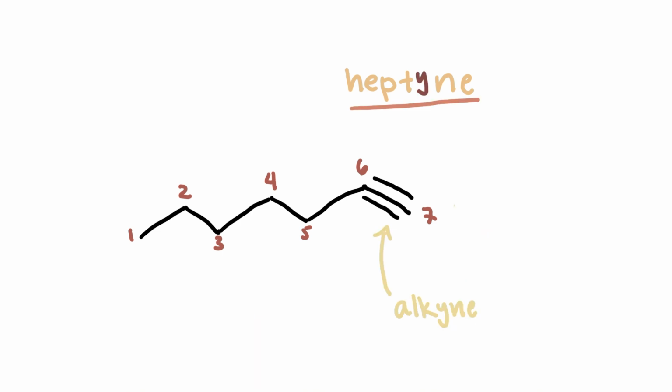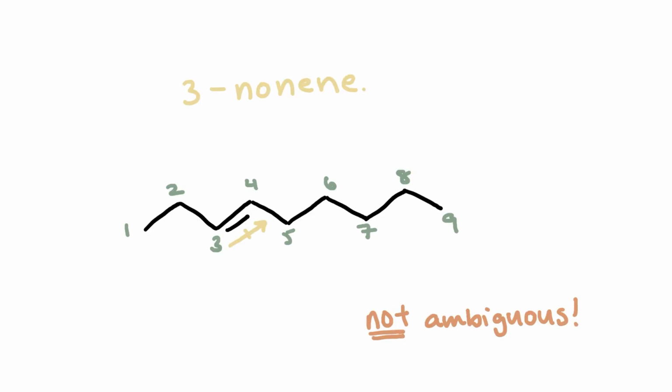And if there were a triple bond instead of a double bond, it'd be heptyne. But if the double or triple bond is not terminal, then the position is ambiguous without a number. So therefore, a number should be used.